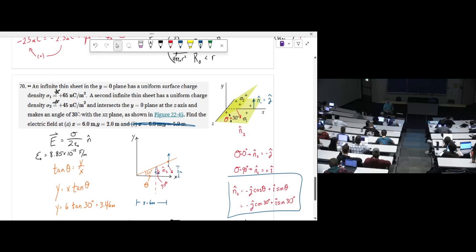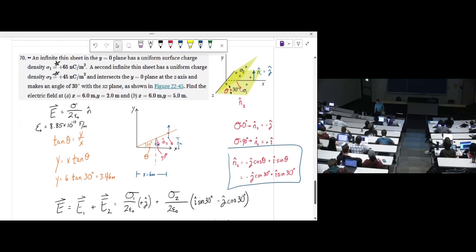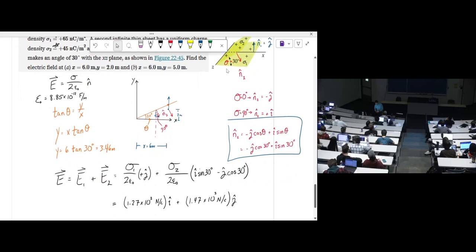So now, if you were to do Part B, what would change? What would change in Part B? Yeah, you're above the second plane. So in that case, this vector is going to rotate by 180 degrees. Or when we flip a vector over, then the only thing that changes in that case is that N2 is going to be equal to plus j cosine 30 degrees minus I hat sine 30 degrees.